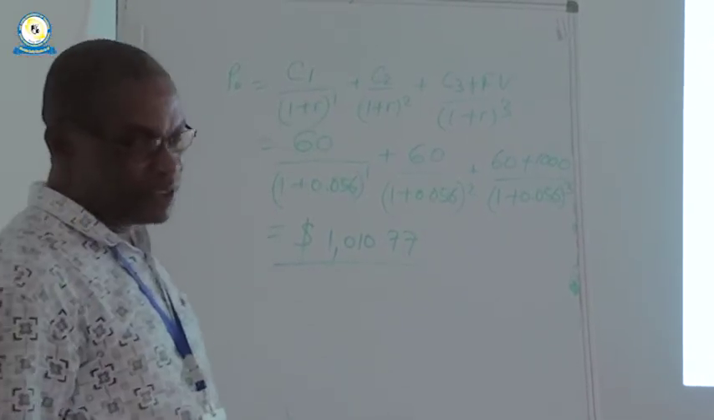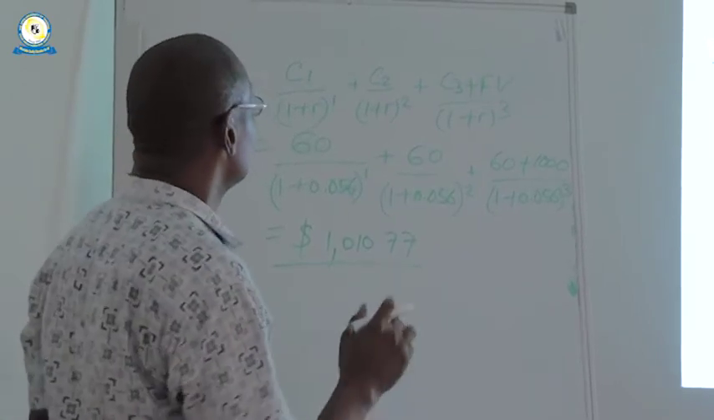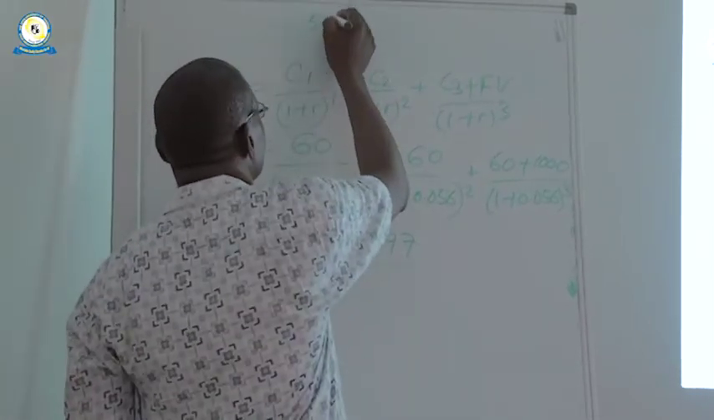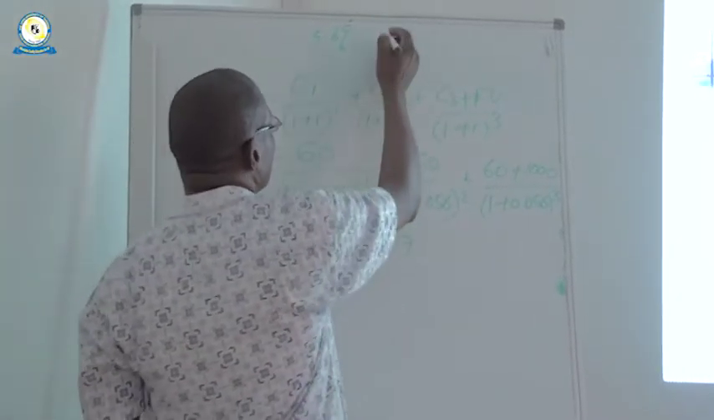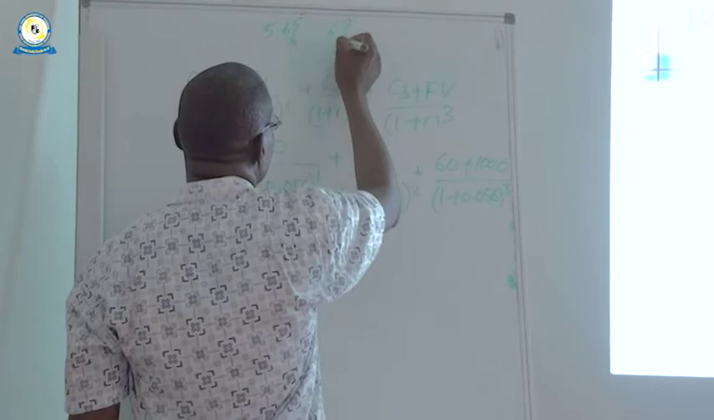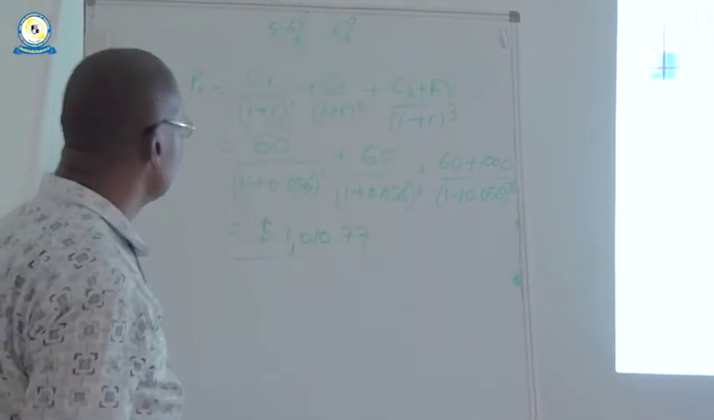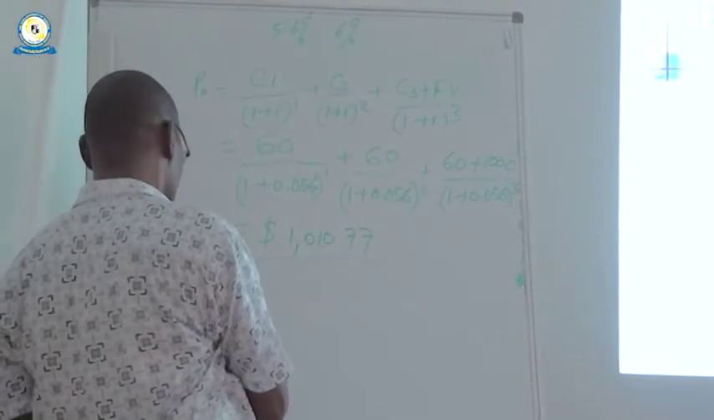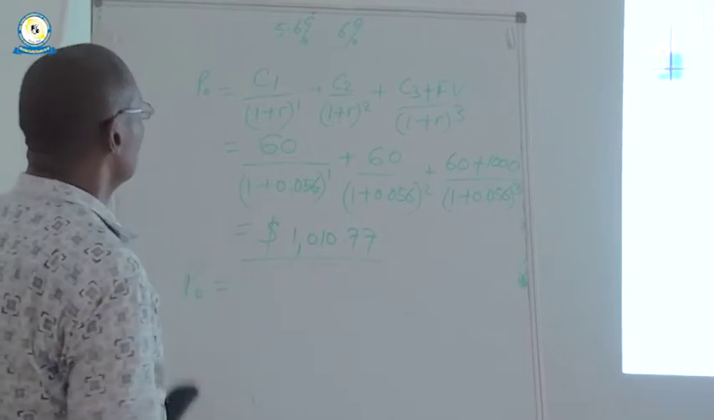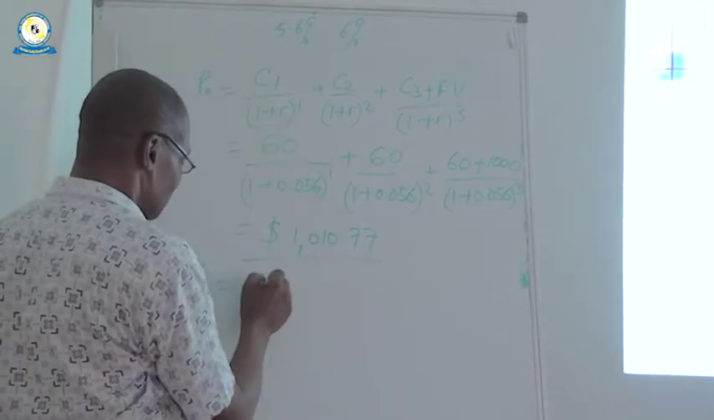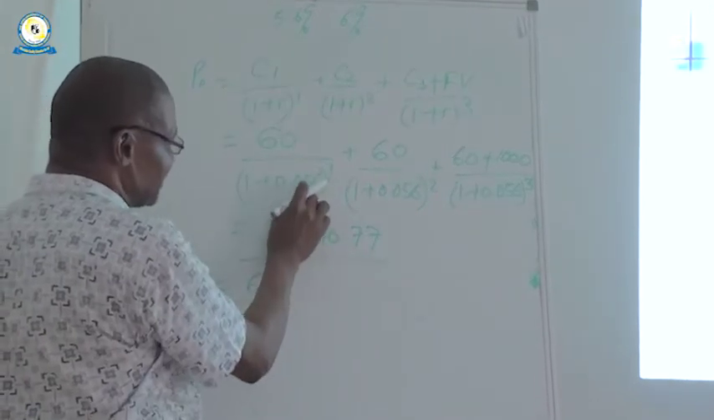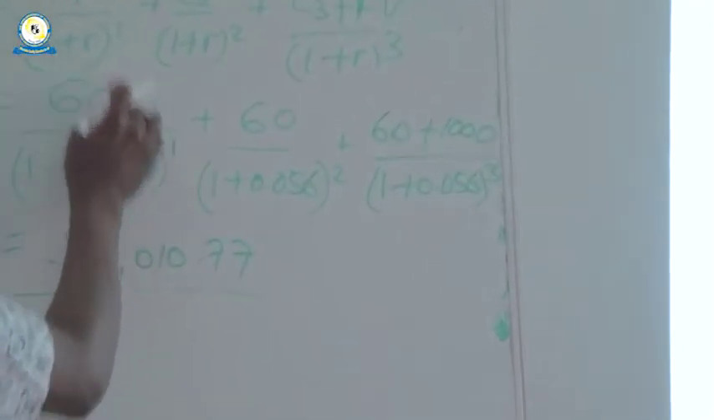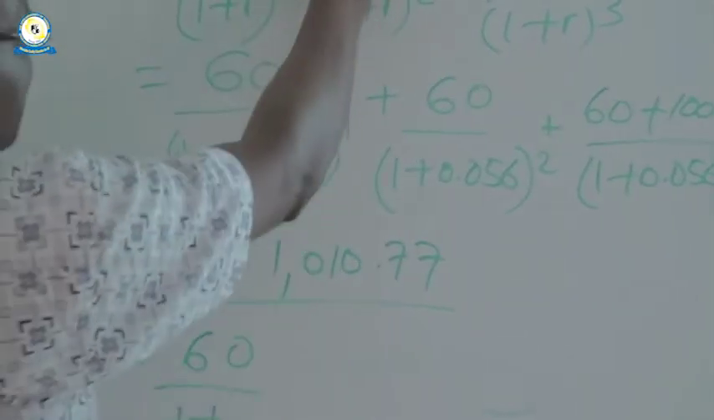Now, in our question, we were given a 5.6% rate, which gives this amount. But you were also given 6%. Now let us calculate by using 6%. We say P0 is equal to C1, which is 60 as we saw, over 1 plus what is going to change, which is this rate. Instead of 0.056, which is this one, we use 6%.